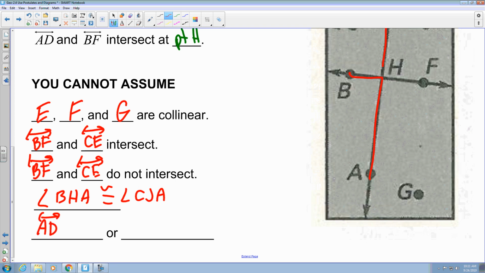Or we can't assume that line AD is perpendicular to line BF, or in that same idea, we can't say the measurement of angle AHB equals 90 degrees. We can't assume that. If they were telling us that something was 90 degrees or something was parallel, we could make some other assumptions and then go from there. But in this particular instance, we can't assume those things.